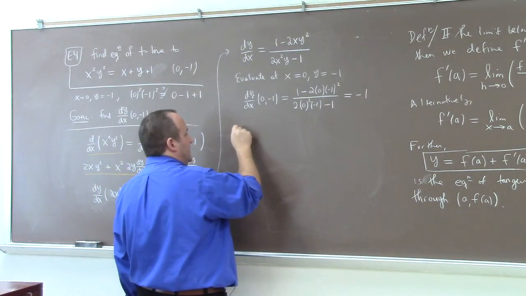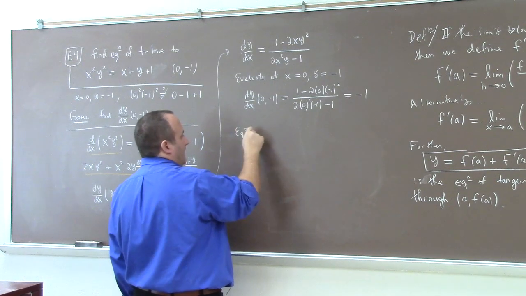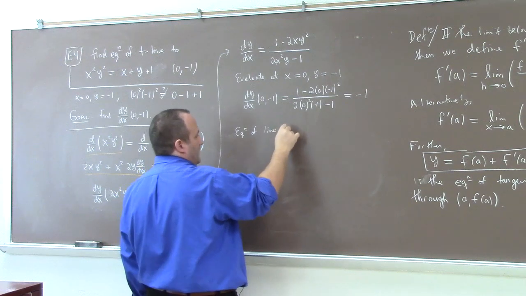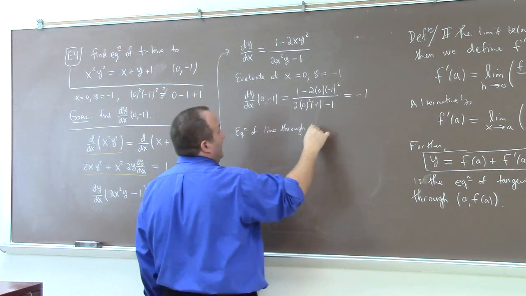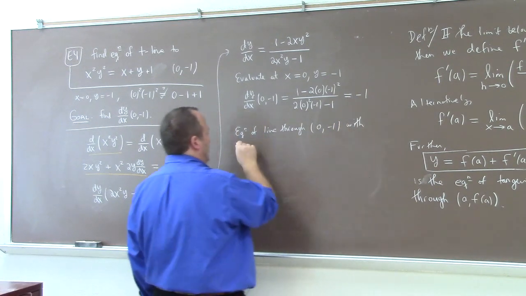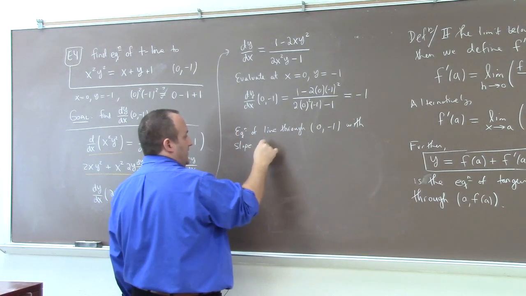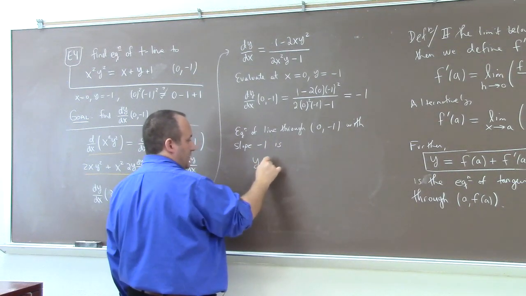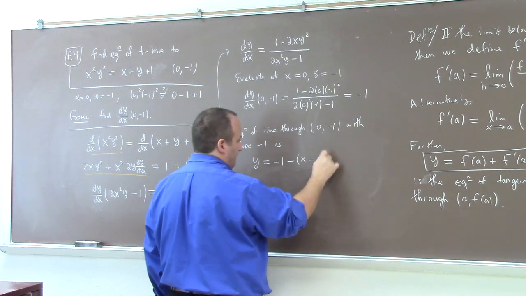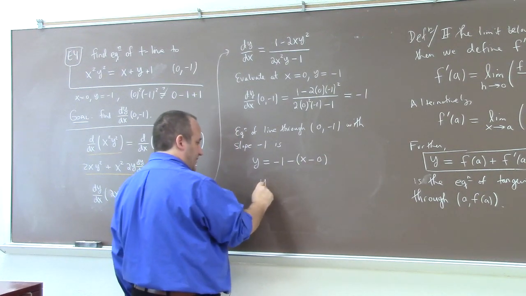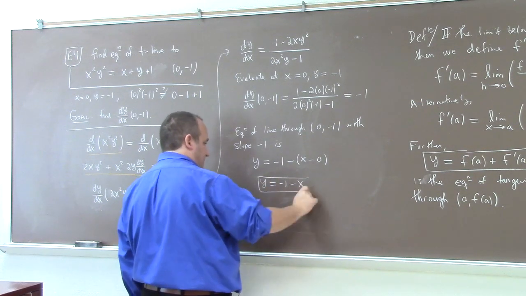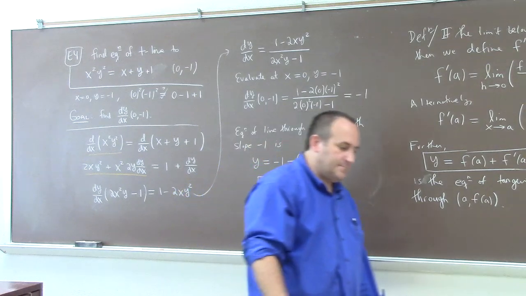So we want the equation of the line through (0, minus 1) with slope minus 1, which is y equals minus 1 minus parentheses x minus 0, right? And just to clean it up a little bit, that's y equals minus 1 minus x. There you go. That's the equation of the tangent line we're looking for here.